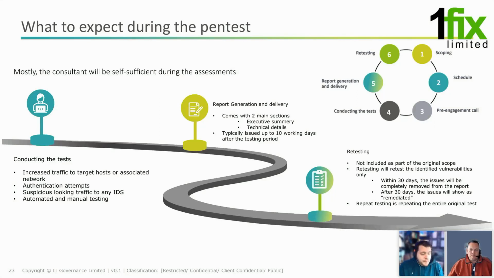What we try to do, or what we often do, is we will retest only the identified vulnerabilities rather than retest everything. If you've got an outdated version, and that's the only difference between having a nice clean report and not, you don't want to pay and get everything retested again. We'll just retest that one vulnerability. So within 30 days of the pen test, you get things remediated and we retest it. We just remove it from the report, nice clean report, and it's reissued. After 30 days, again, we'll retest those specific vulnerabilities, but they'll still remain in the report and just say remediated.